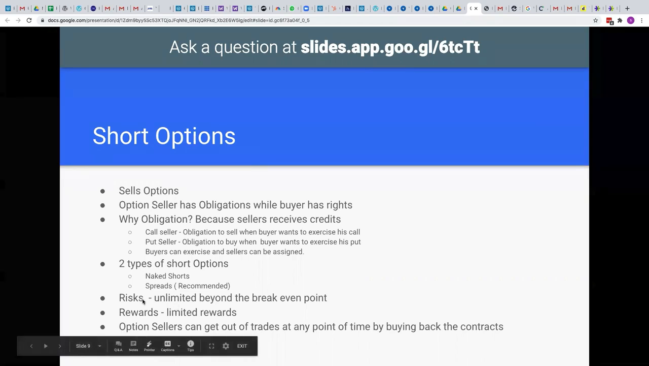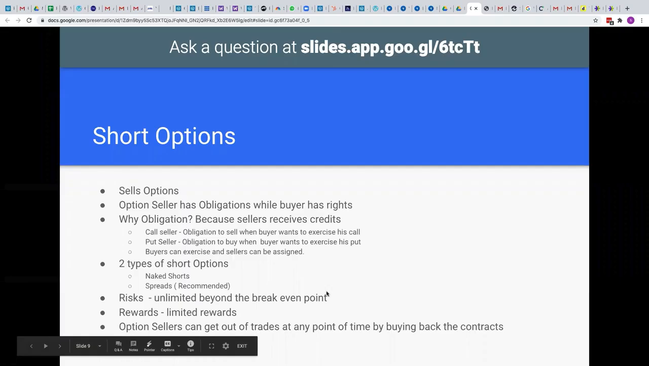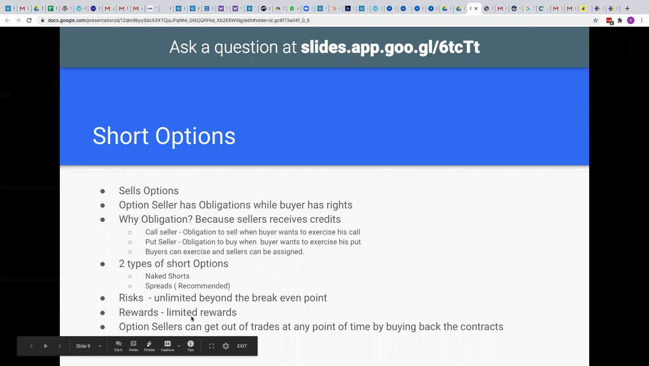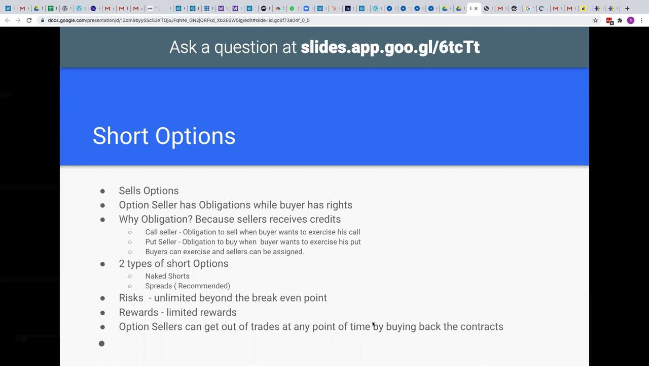So as I showed you in the graph, risk is unlimited beyond the break-even points. Reward is limited. That means you can only make $281. In the example that I showed, you cannot make anything more than $281. But the option sellers can get out of trades at any point of time by buying back the contracts. If they feel the stock is going against their bet, they can always buy back and get out of the trade. Any questions, guys, so far?